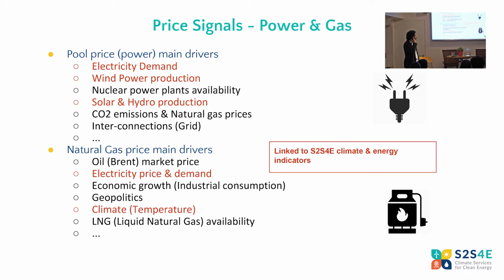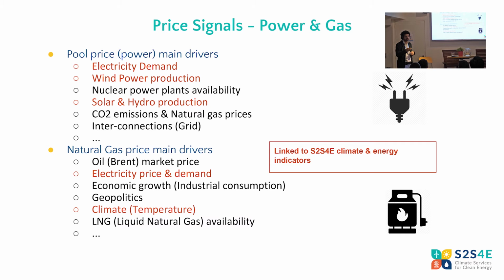So let's take a look at, for example, what the drivers on the power markets are. Here I pointed out the electricity market and the gas market. The drivers in red are the ones affected by climate or energy indicators, and the drivers in black are other drivers. This is just to show the complexity of the price market drivers, but it's also to show the contribution of the S2S for the DST in having good inputs to understand and forecast those signals.